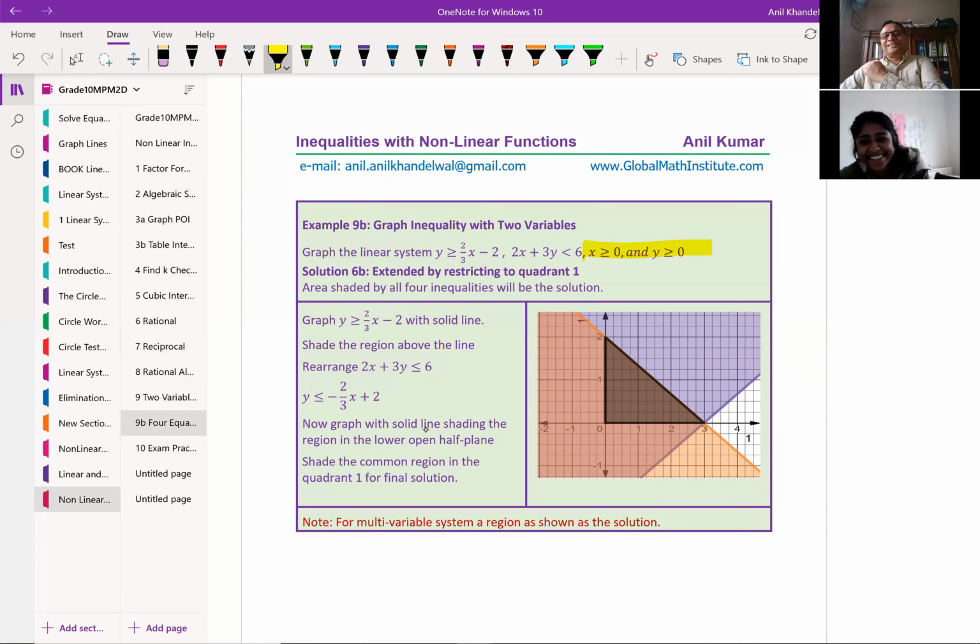So x greater than or equal to 0, y greater than or equal to 0 means I'm interested only in quadrant 1 now, right? Not in there. And therefore, I highlighted that area into a big solid triangle as my solution.